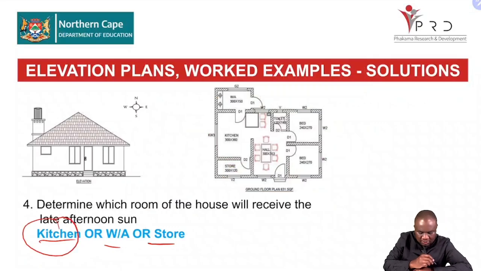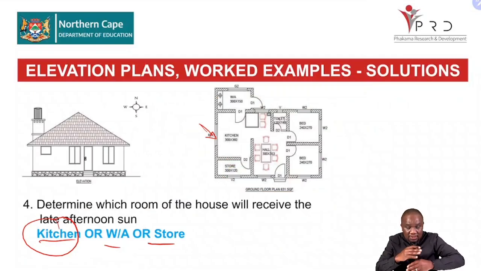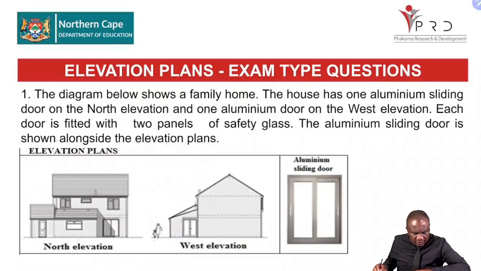But I was going to choose kitchen there because it is what? The window. Then the sun can penetrate the window and then the room becomes warm. Okay, right. And then the diagram below shows a family home.